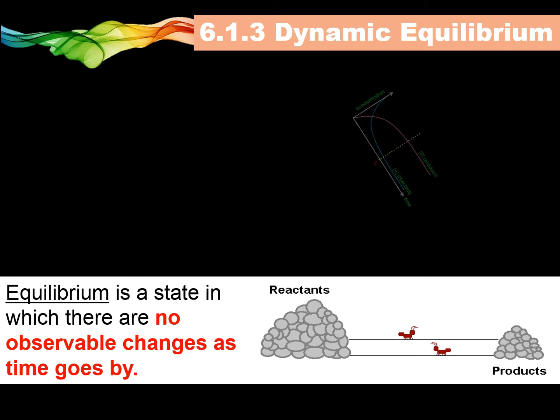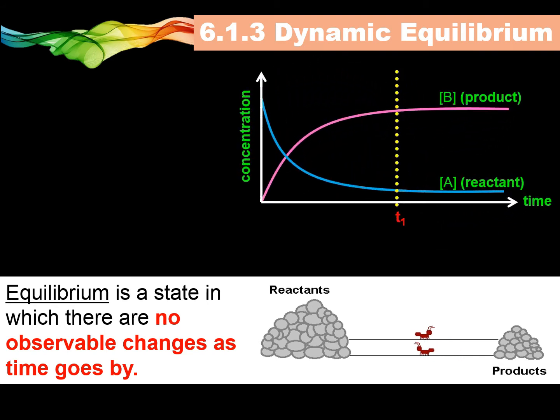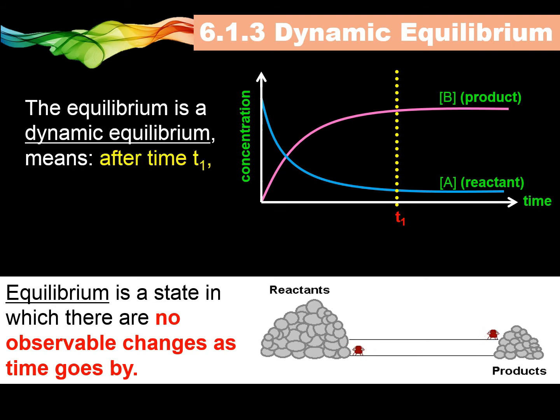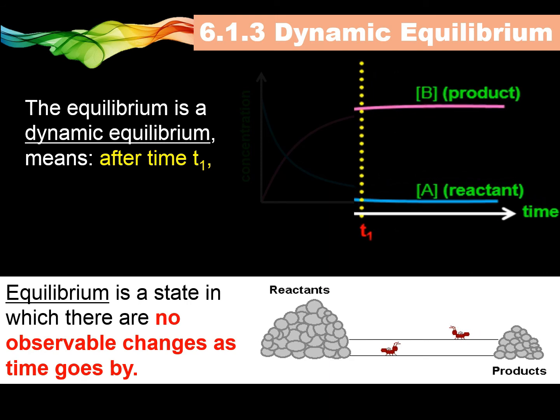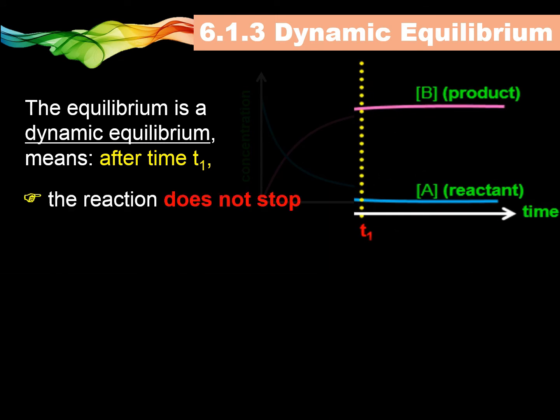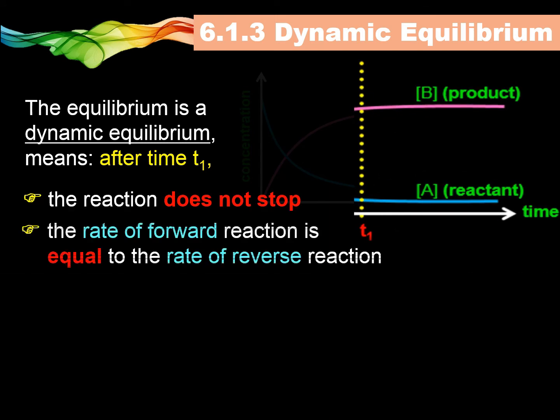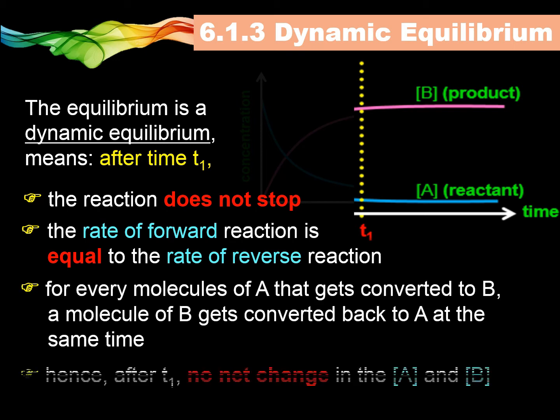By referring to the curve of concentration against time, the equilibrium after time T1 is known as dynamic equilibrium, which means that at this state, the reaction does not stop and it will continuously react. The rate of forward reaction will be equal to the rate of reverse reaction, and no net changes can be observed in the concentrations of both reactants and products.